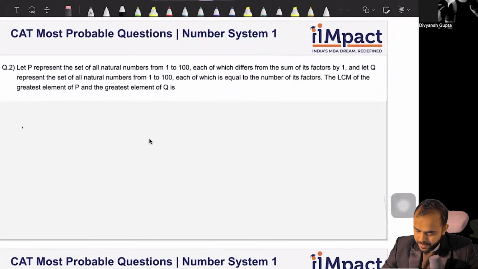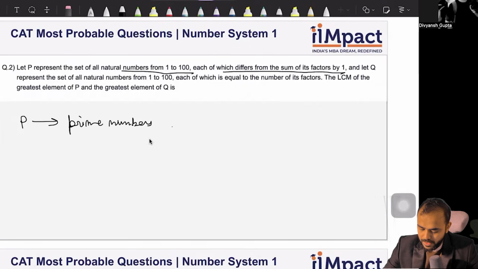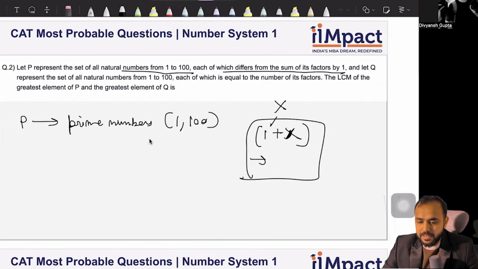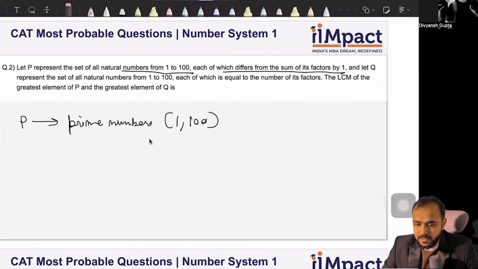Moving on. P represents the set of all natural numbers from 1 to 100, each of which differs from the sum of its factors by 1. Now, the sum of the factors is 1 more than the number itself, which means P is the set of prime numbers in the 1 to 100 range. Because for any number, let's say x, you will have 1 and x already as factors, which means the sum of the factors will be at least 1 plus x. If there is another factor apart from 1 and x, this sum will become greater than 1 plus x, so the difference will be greater than 1. So you can only have prime numbers in the set P.